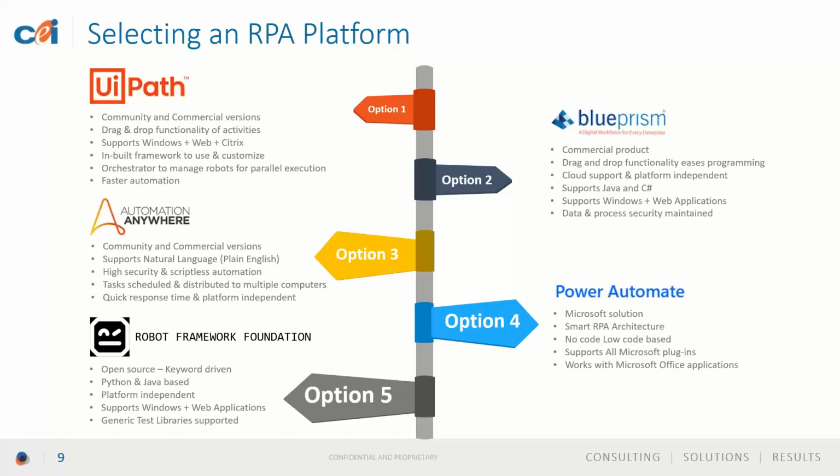And we've got another tool, Automation Anywhere, that is very similar. It does have a natural language component as well, which sometimes makes it a little bit easier to automate. And then there's the open source Robot Framework Foundation, and there's another commercial product available called Blue Prism, which supports both Java and C#.